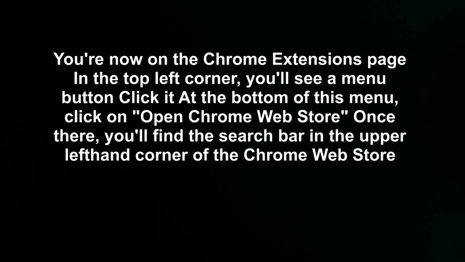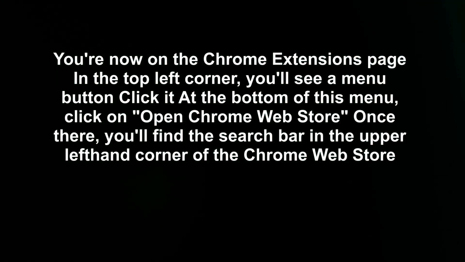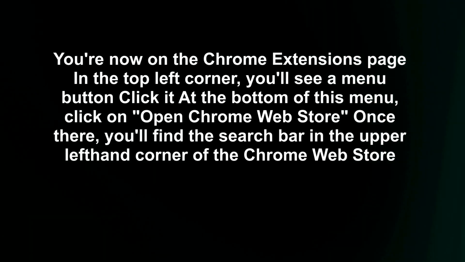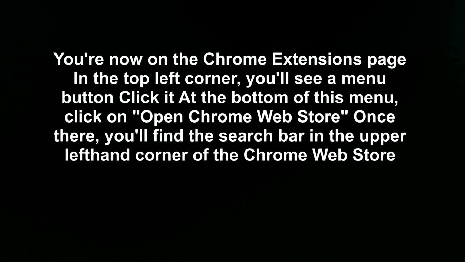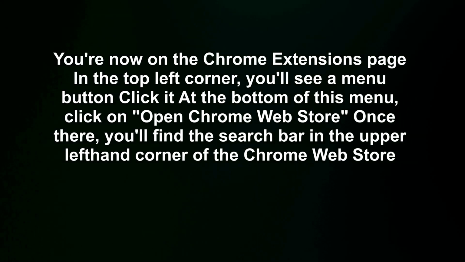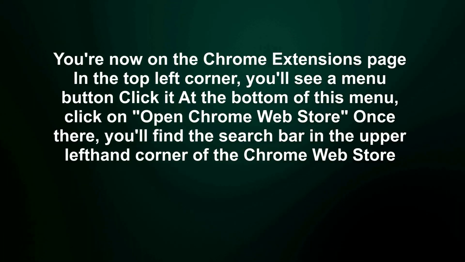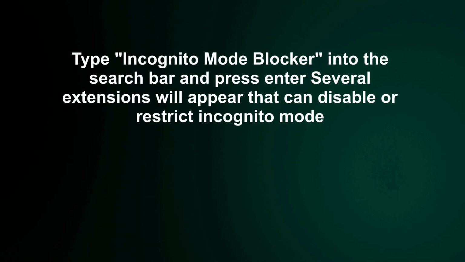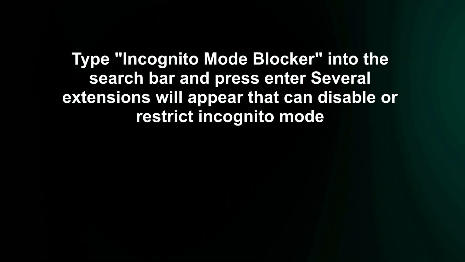You're now on the Chrome Extensions page. In the top left corner, you'll see a menu button. Click it. At the bottom of this menu, click on Open Chrome Web Store. Once there, you'll find the search bar in the upper left-hand corner of the Chrome Web Store. Type Incognito Mode Blocker into the search bar and press Enter.